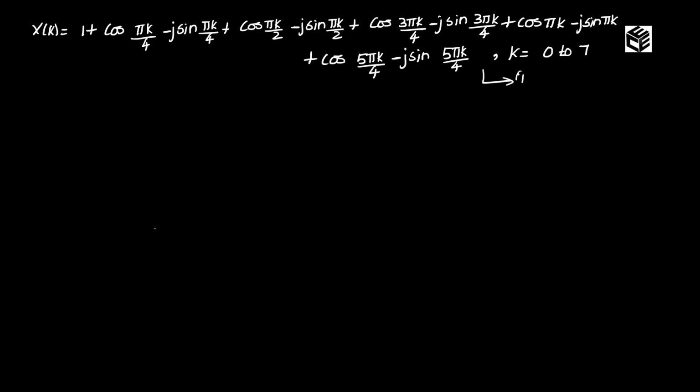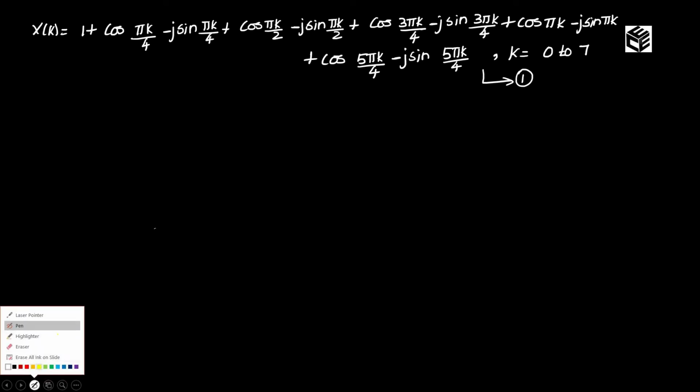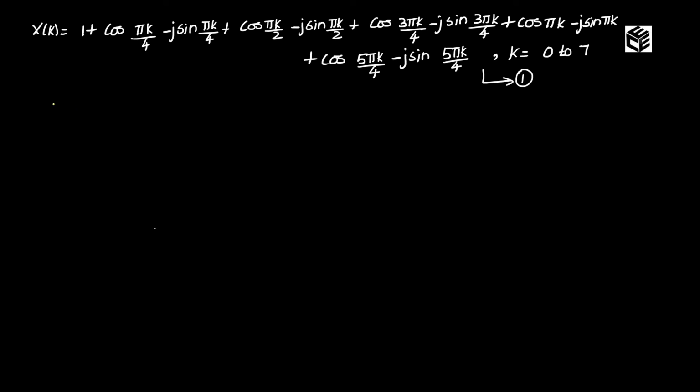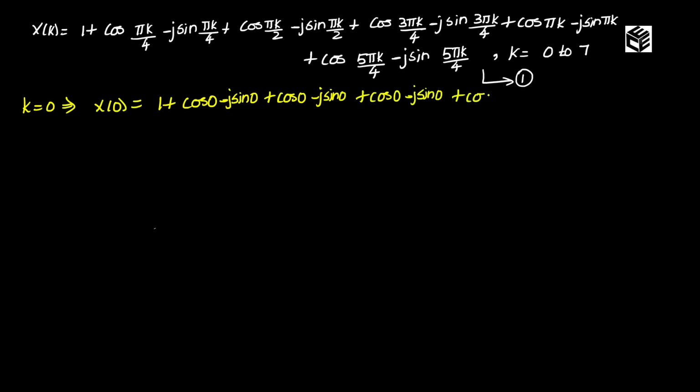I have calculated the expression of x of k for the limit k is equal to 0 to 7. Now we need to find the values of x of k for various values of k. First I am going to apply the value of k as 0. So my expression will become x of 0 is equal to 1 plus cos 0 minus j sin 0 plus cos 0 minus j sin 0 plus cos 0 minus j sin 0 plus cos 0 minus j sin 0 plus cos 0 minus j sin 0.